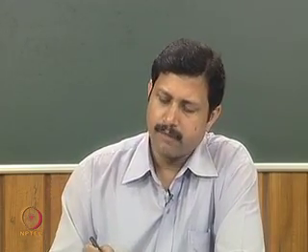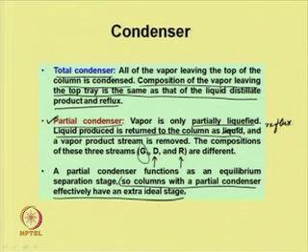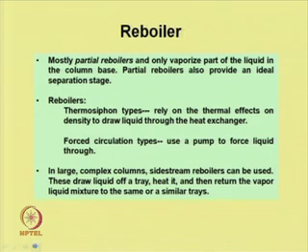When we use the partial condenser, since the reflux drum will act as an equilibrium stage, one extra ideal stage should be considered. Now, reboiler. In most cases we use the partial reboiler. That means we only partially vaporize part of the liquid in the column base. So, the partial reboiler is also considered as an ideal stage, or one extra stage.